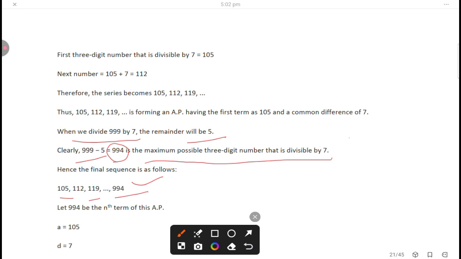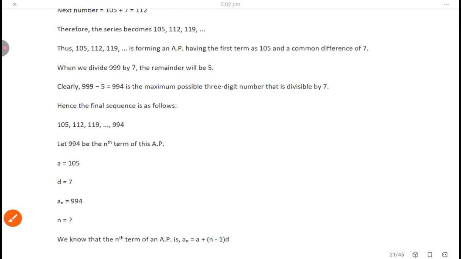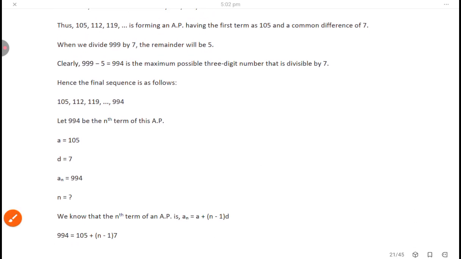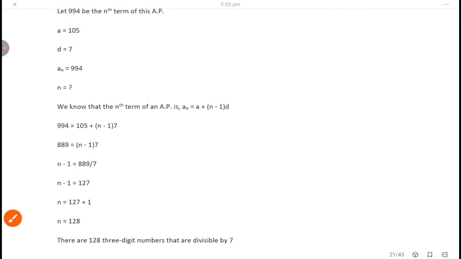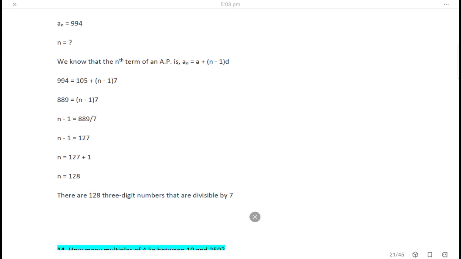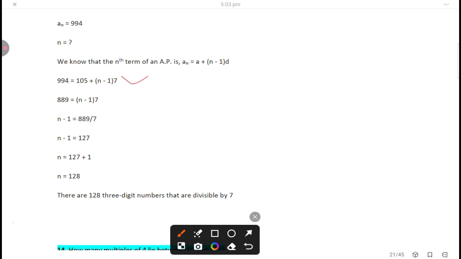So let 994 be the nth term of the AP. So you know a, you know d, you know a_n is 994. We have to find the number of terms n. So put all the terms in the equation, you will get n as 128. So there are 128 3-digit numbers that are divisible by 7.